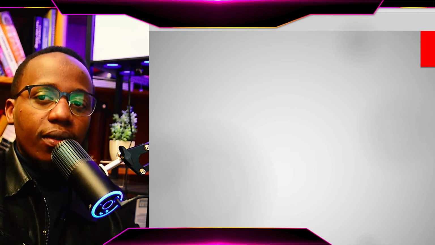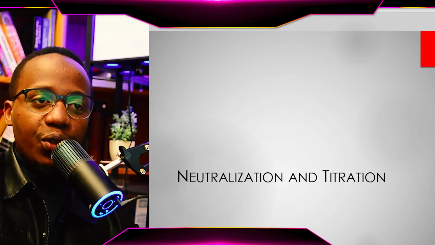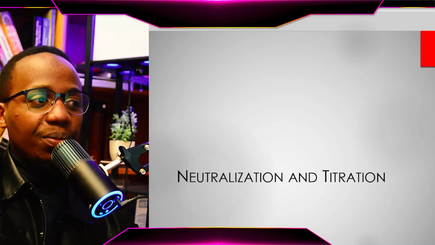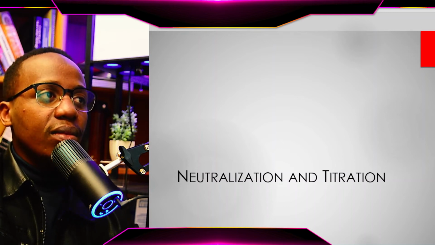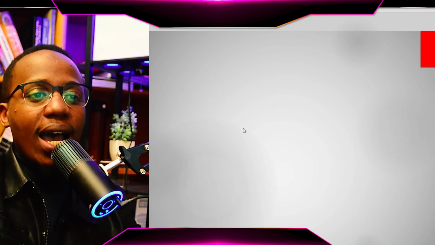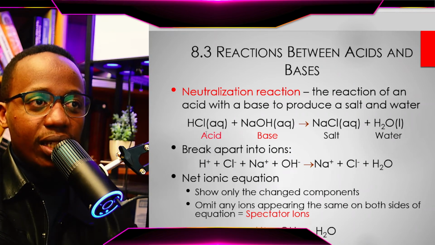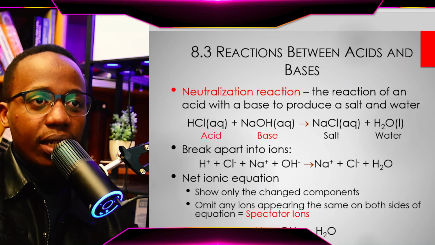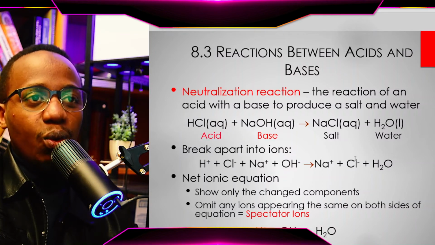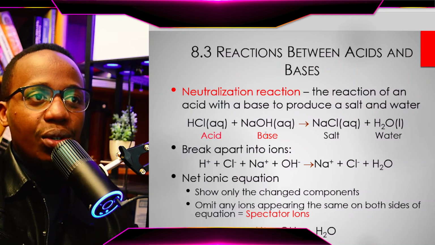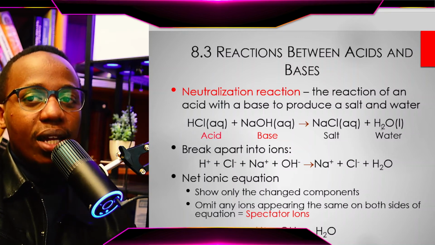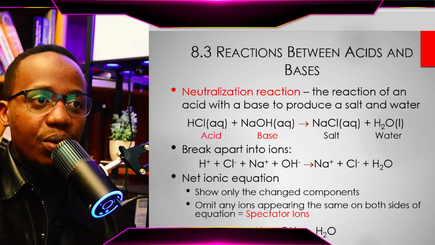So let's talk about neutralization and titration. Neutralization comes from the fact that when you add an acid and base together, they neutralize each other. So when you take a strong acid, for example, HCl, plus NaOH, a base, they're going to give you a salt and water. So Na is going to bind to Cl, NaCl, H is going to bind to OH, so it's NaCl plus water. This is a neutralization reaction, right?